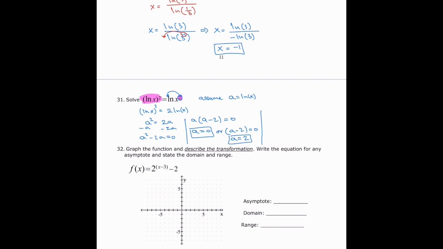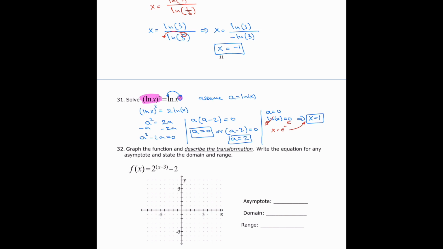Let's try the first option. If a equals 0, that means ln of x equals 0. And that means x equals 1. So x is equal to 1 in that case. Another way to find out, take e to both sides of the equation. So these will cancel. We have x equals e to the 0, which is equal to 1. So that's how you can solve it step by step.